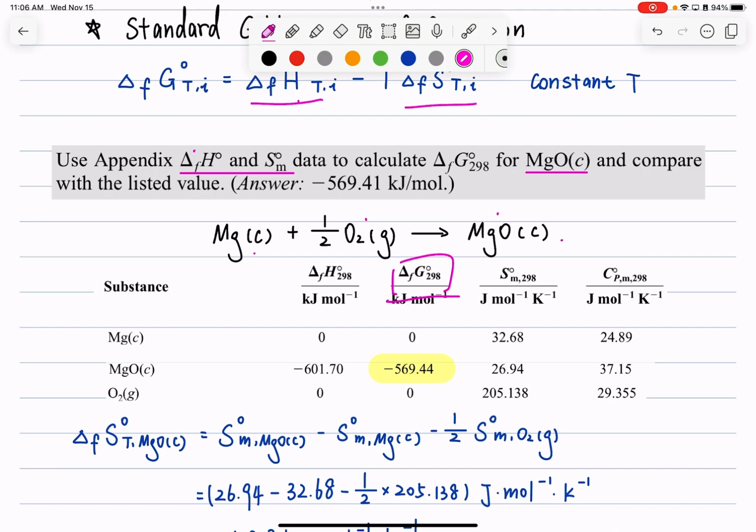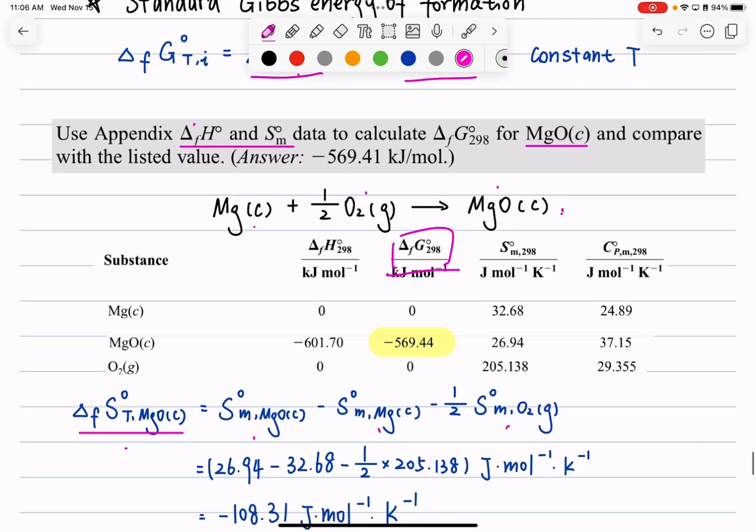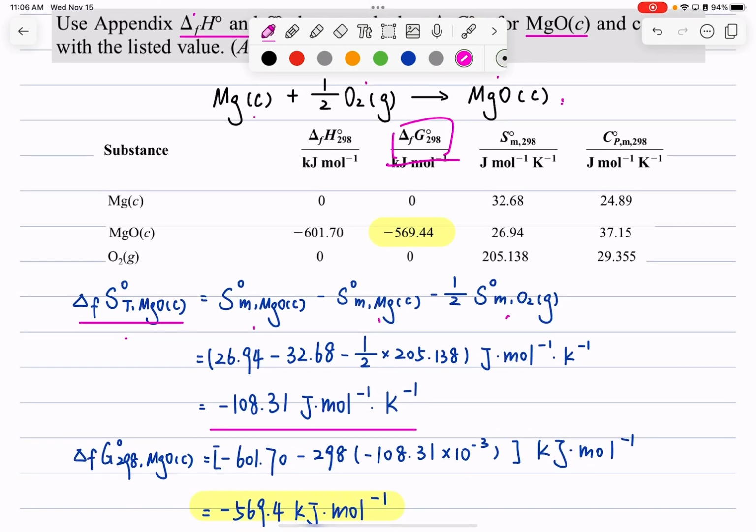You can calculate the entropy change of this formation reaction to get the entropy of formation of magnesium oxide. Basically, you go to the table, find the conventional entropies of the different chemicals, and use the stoichiometric coefficients together to solve for the entropy of formation for magnesium oxide. Taking that together, you have your delta S of formation, and you can use G equals H minus TS to solve for your final result.